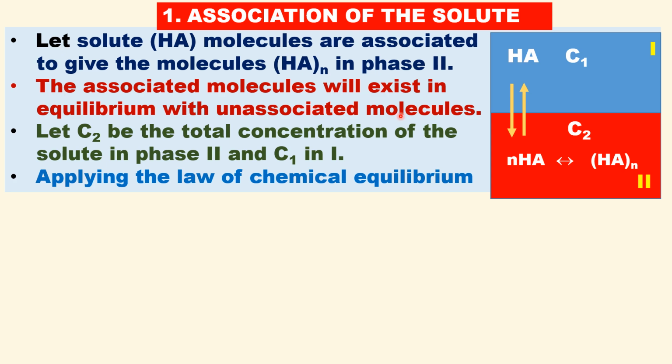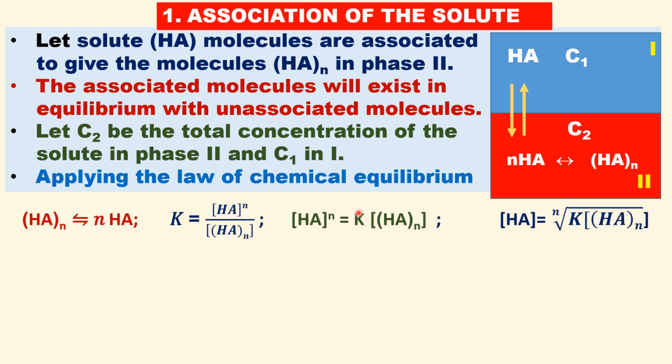The associated molecules will exist in equilibrium with the unassociated molecules. Let C1 be the concentration of the solute HA in phase 1 and C2 the total concentration of HA in phase 2. Let us apply the chemical equilibrium to obtain the K value. Let us write it in the reverse direction. It is nothing but equilibrium only: HA_n ⇌ n HA.